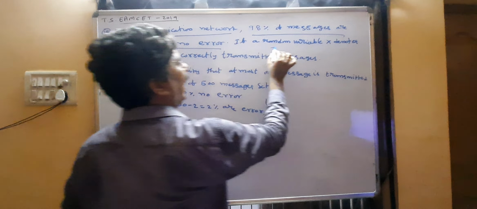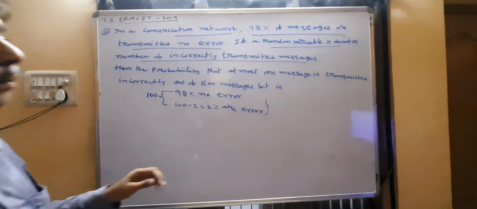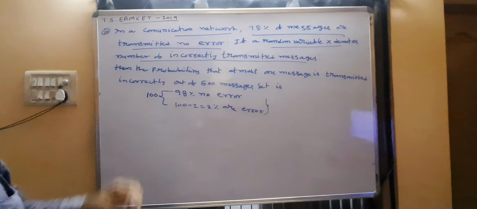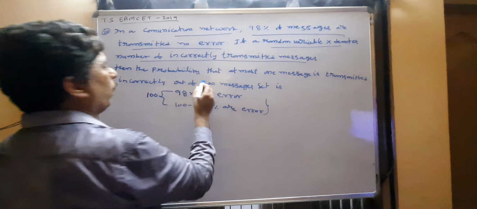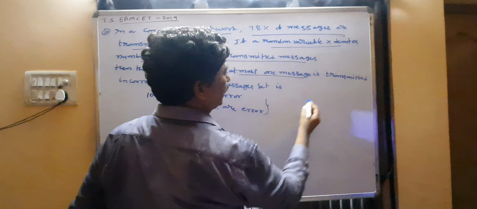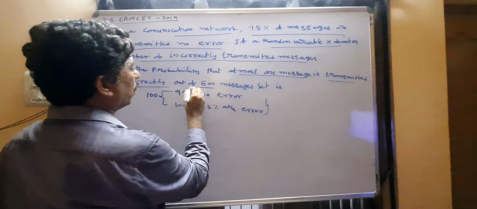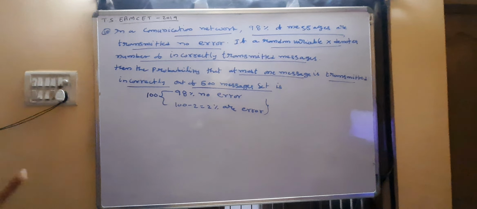If a random variable X denotes the number of incorrectly transmitted messages, then find the probability that at most one message is transmitted incorrectly out of 500 messages. The options are given in terms of exponential values, so you have to go for Poisson distribution.